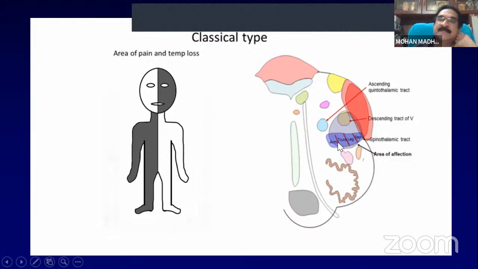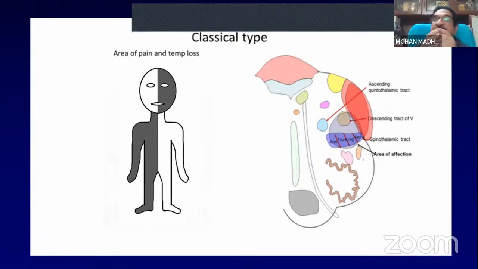In the classical pattern, this is the area of the infarct. Lateral, the one which is circled and shown in gray color is the area of infarct in all my diagrams. So here it is affecting the descending tract of the trigeminal nerve as well as the whole of the spinothalamic tract. So what we classically get is ipsilateral loss of facial sensation, loss of corneal reflex on that side, and pain loss on the entire contralateral side of the body. That is the classical type. It's all described in the textbook.